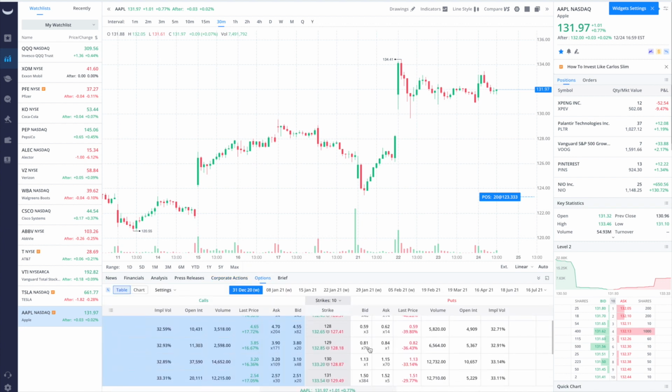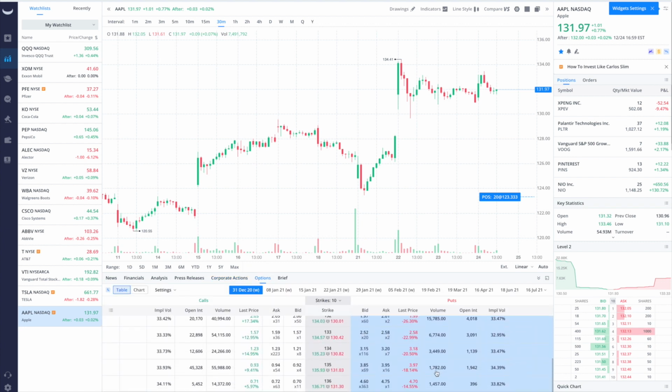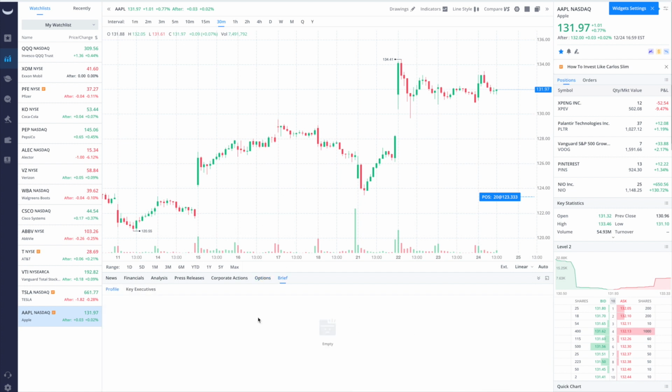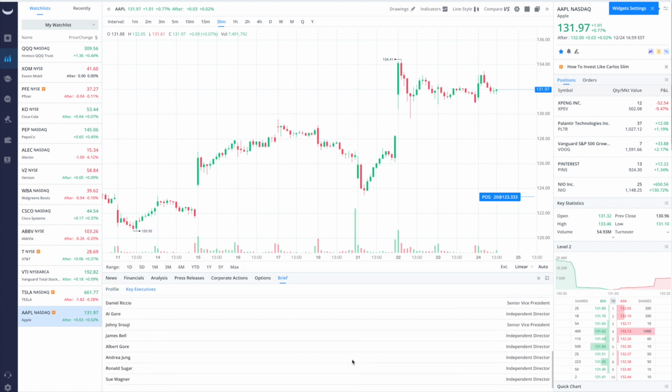Then the options, you see right over here what the options are and what's trading. It's a little bit risky to play options, so if you're a beginner, don't do options at all. It's really risky for you. And then for the brief, it's just about the company. It's just a brief description of the company itself, and you have your key executives as well.